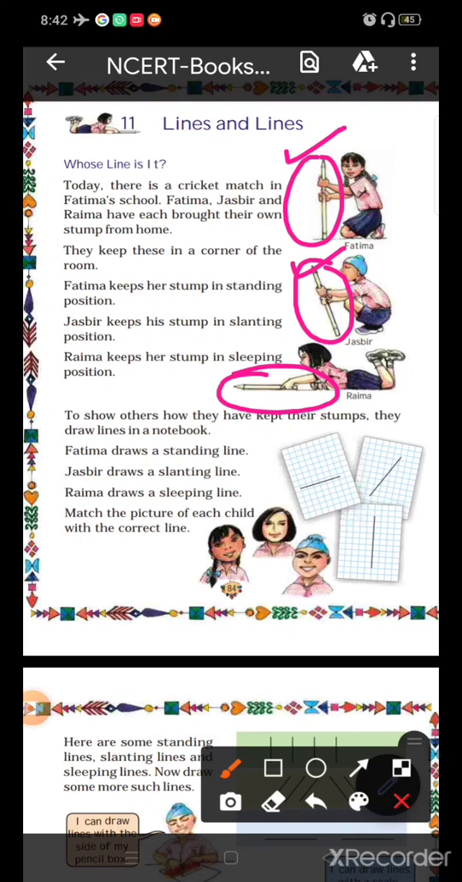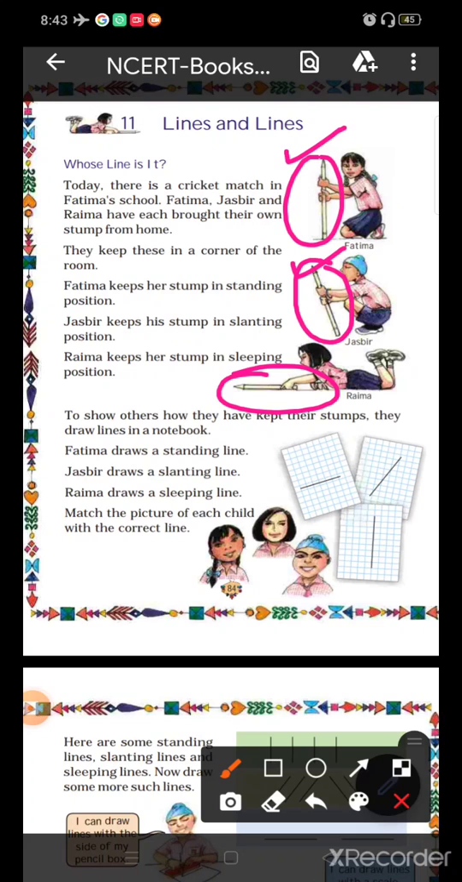Fatima draws a standing line. Okay. Jasbir draws a slanting line. Raima draws a sleeping line. Why does Fatima draw a standing line? Because Fatima keeps her stump in standing position. That's why Fatima draws a standing line.